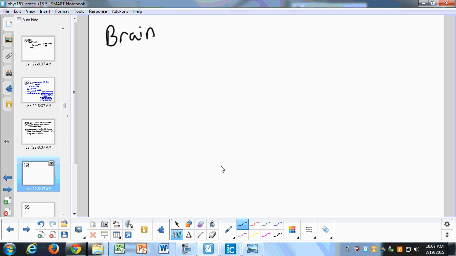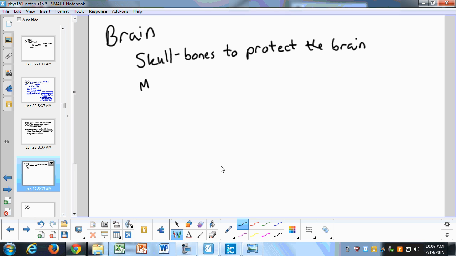In the brain, we have lots of things that protect the brain. The skull, of course, protects it. We also have the meninges. Okay, so these are bones that protect the brain. The meninges, am I saying that right? Is that right? You don't know what the meninges are? Meninges? Okay. The meninges, then. These are three membranes that cover the brain.